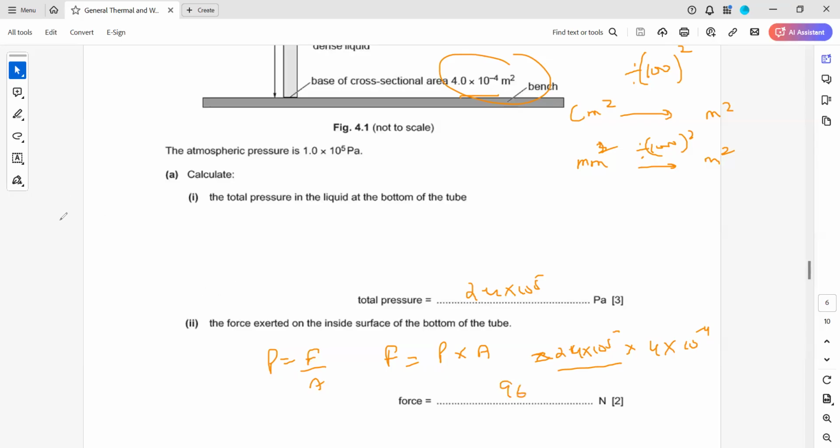Even without calculator, you can do this. It is written 2.4 into 10 to the power 5 multiplied by 4 into 10 to the power minus 4. So these bases are same. 5 minus 4, it will be 1, 10 power 1. And 2.4 multiplied by 4 equals 9.6. So 9.6 exponent 1 means 96 newton.